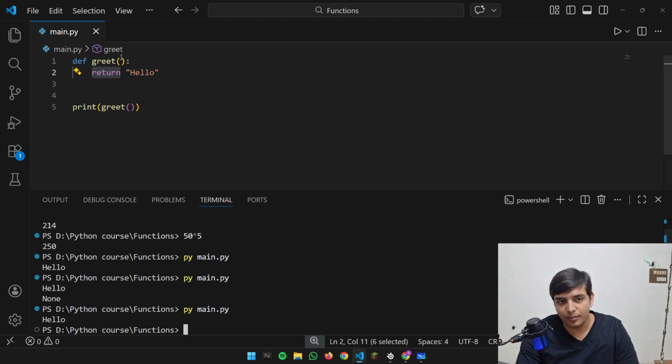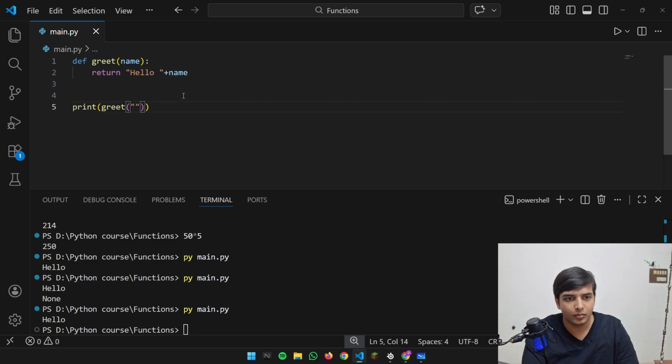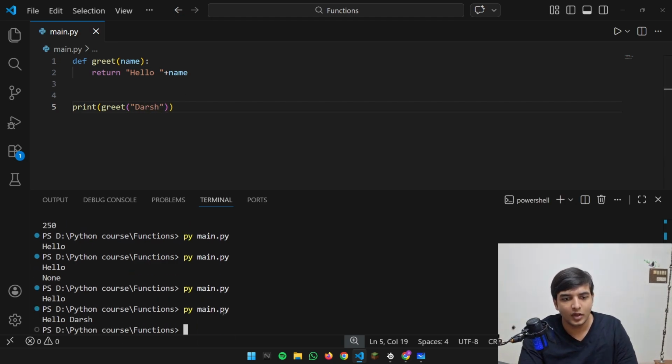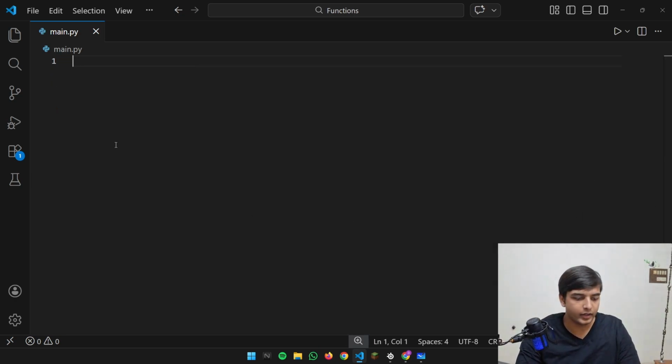Now let's try with some parameter. Let's say name, and we would do hello plus name, and here let's put my name, and we'll run this code. Yeah, so that's how parameters work basically. And now I guess it should be clear how functions are working here. Now let's take something more complicated than this. I'll close this, and let's make a function to convert from degree Celsius to degree Fahrenheit, and vice versa. We'll be making both of the functions.